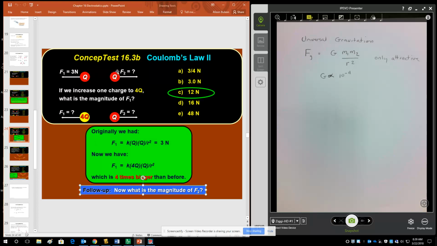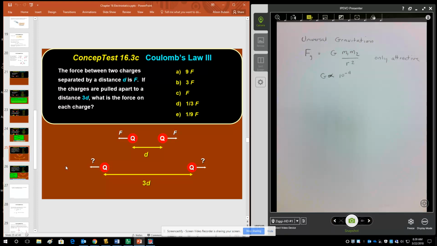I hope you answered that F2 in the top case is 3 newtons and F2 in the bottom case is 12 newtons. Action-reaction F1, F2 have to be the same.